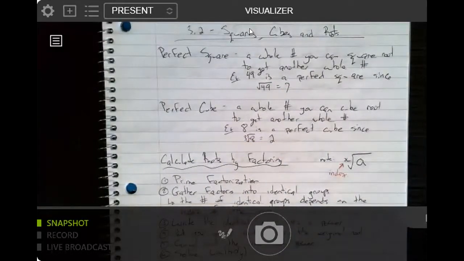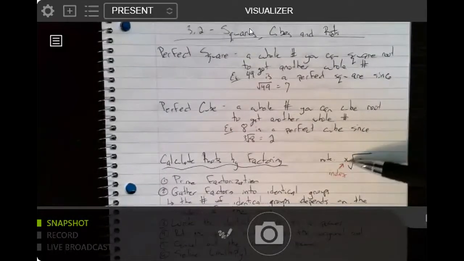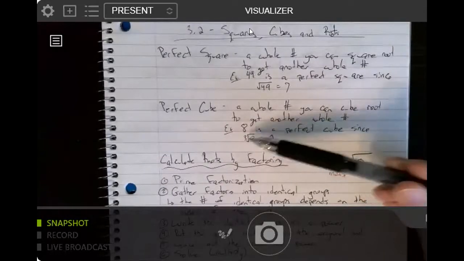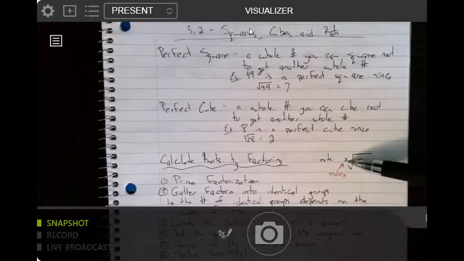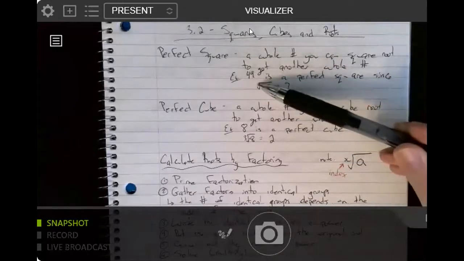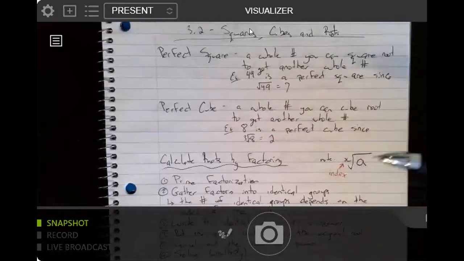Just so you have some terminology when we're talking about roots, this little number right here, where this little 3 is on a cubed root, that's called the index of the root. It can be a 3, it can be a 4, it can be a 5, it can be a 6. If it's a square root, then really there's an invisible 2 there, so the index would be 2. You'll never have an index less than 2.